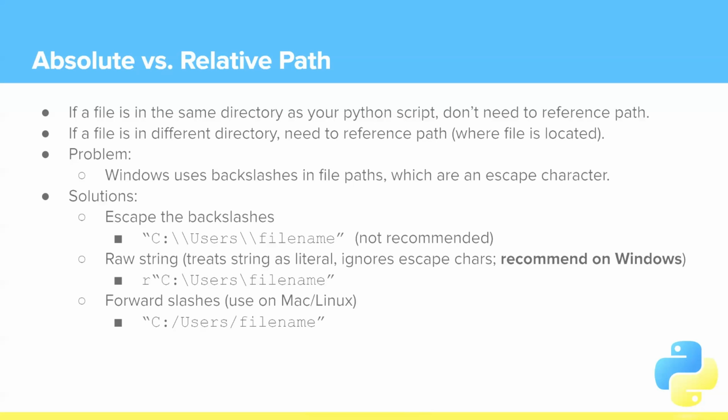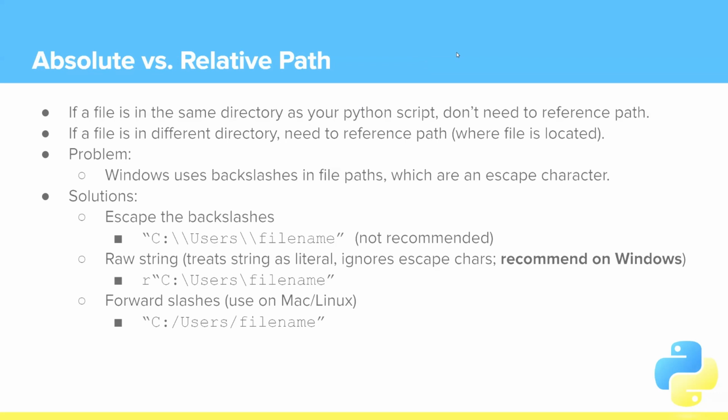One thing we need to talk about is absolute versus relative path. In our previous examples so far, we've used relative paths, which means from the Python file, from our script, we reference a file in the same directory. For example, if it's in the same directory, then the Python script just needs the file name, and the Python script will be able to find that file.